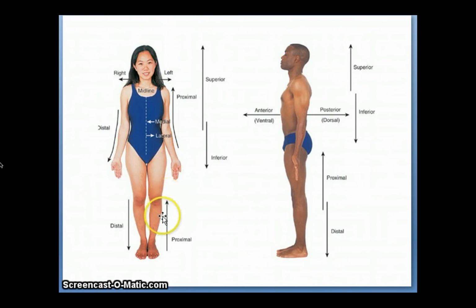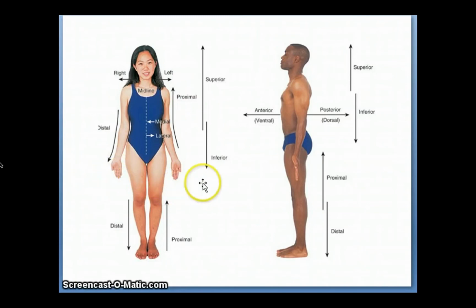Down at your legs, if we looked at your ankle and your knee, compared to your knee, your ankle is distal. It's farther from the attachment point than the knee, which is proximal. So make sure you understand, you use superior and inferior on the head and torso. If you're given two parts that are on the head and torso, you use superior and inferior, and you use proximal and distal if you're given two parts on the arms or the legs.